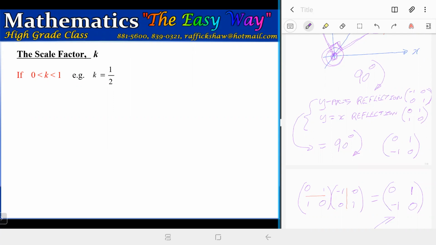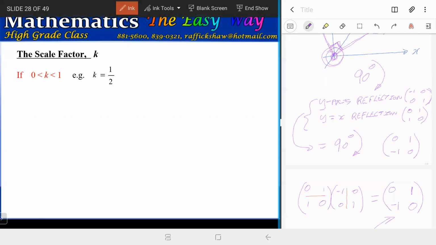Because this is a positive scale factor, a positive half, it means that the object and the image will be pointing in the same direction, and the object and the image will be on the same side of the center. Either both of them are on the right side of the center or on the left side, or both of them are above the center, or both below the center. Both the object and the image are on the same side of the center when the scale factor is positive, and you know this when you see the two of them pointing in the same direction.